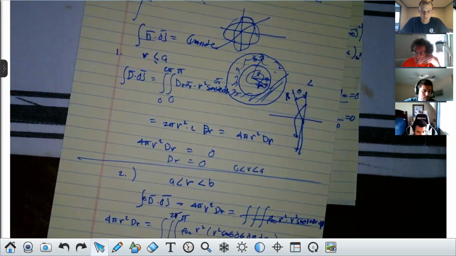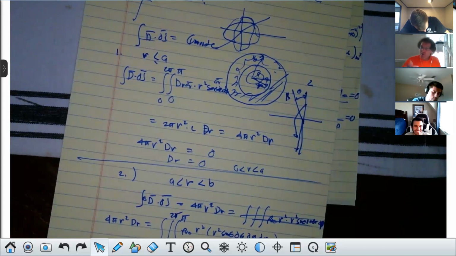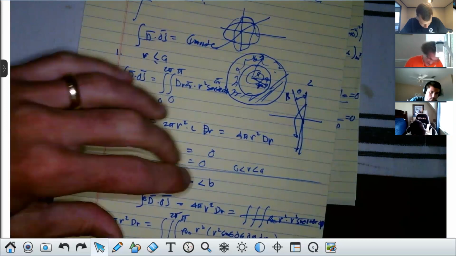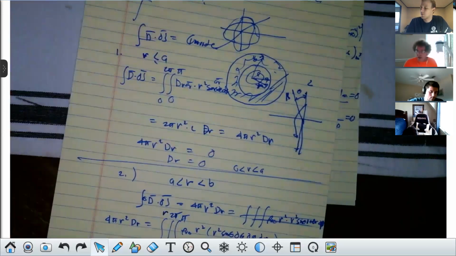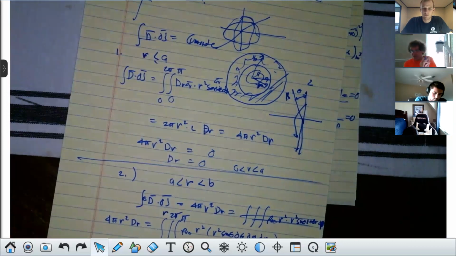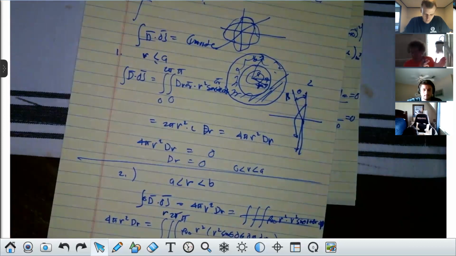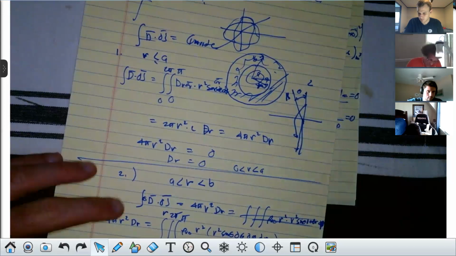From A to R. Exactly. Just to R, not to B. So it goes from A to R. Very good. Everybody understand why? Because there's no charge density at a radius less than A, right? It's 0. So it has to start at A, and it goes to R.